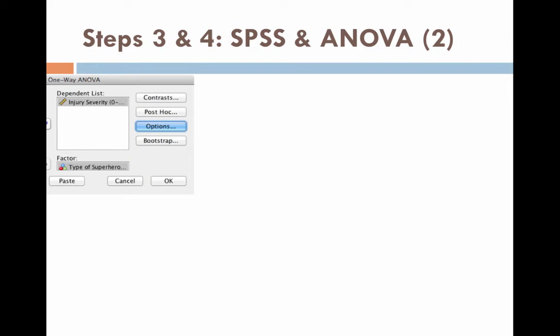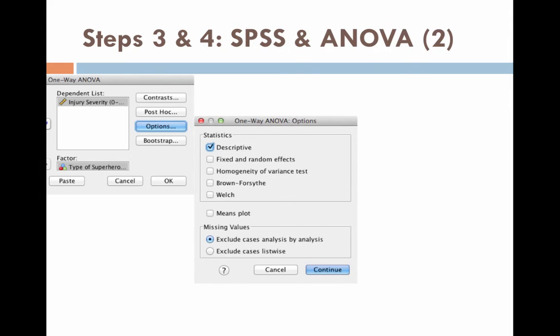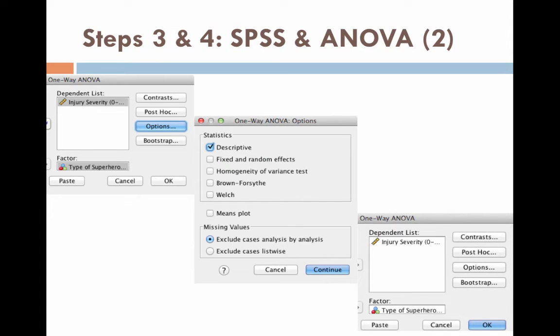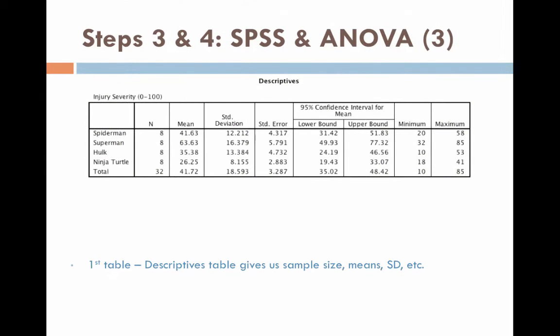And then it'll bring you back to your regular ANOVA box. You want to click on Options, and then we want some descriptive statistics because we want to know which groups are more or less than the other groups. Click on Continue, and then finally you can click on OK. And then you'll actually get your SPSS output.